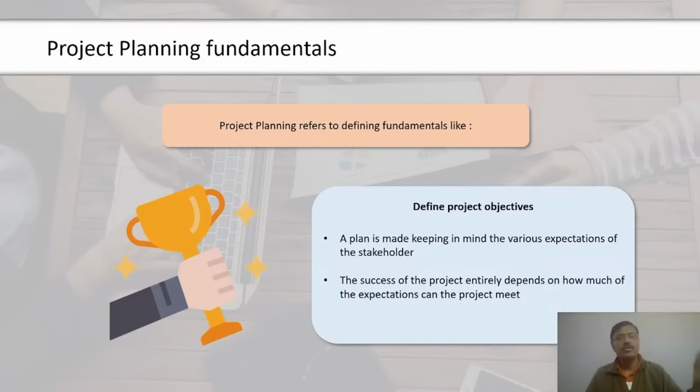Let us move on to the next process, sequence activities. Sequence activities is the process of identifying and documenting relationships among the project activities and is also part of the planning process group. Every activity and milestone, except the first and last one, is connected to at least one predecessor and one successor.